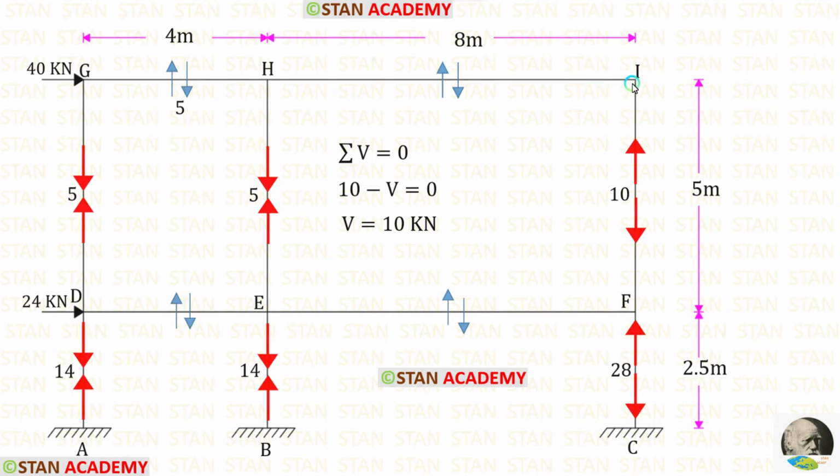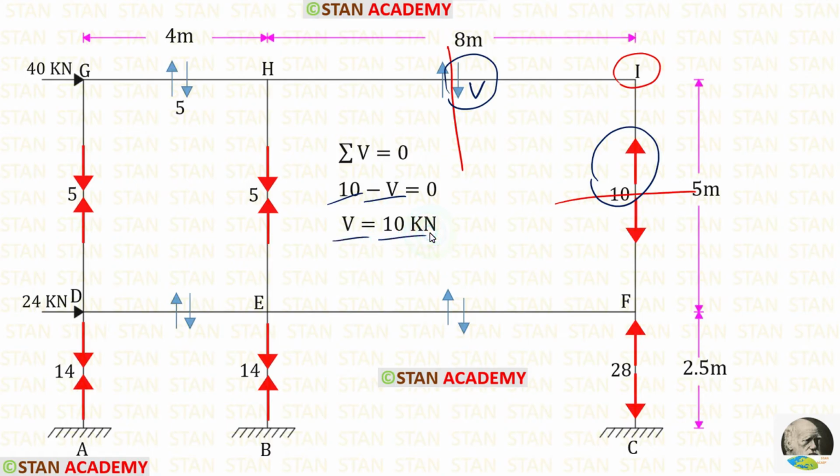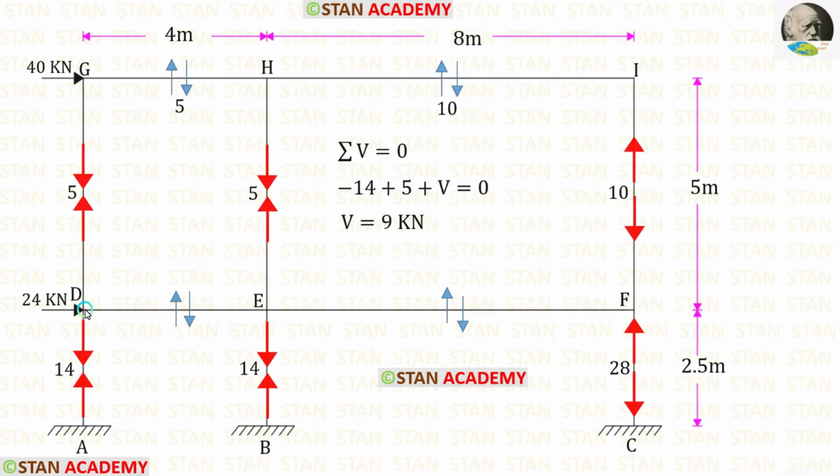Let us apply that. Now, let us find the shear force in the member HI. For that, let us take the joint I. V is acting downwards, so that will be negative. This force is acting upwards, so that will be positive. Finally, for V, we are getting 10.